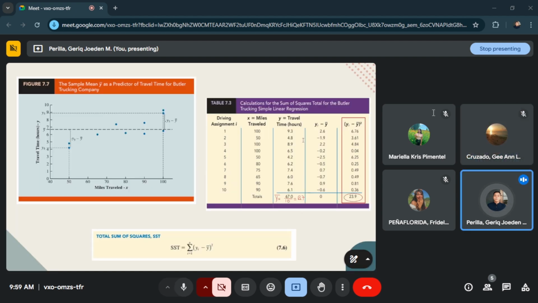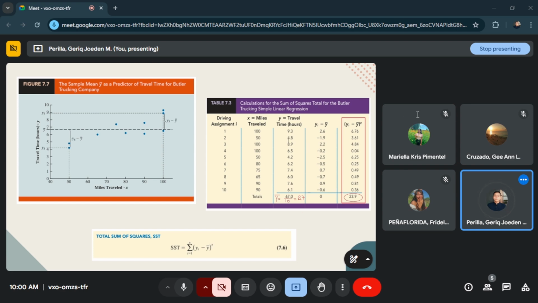So, next naman po ay yung SST o yung total sum of squares. So, ang total sum of squares is an important concept in statistics, particularly sa analysis ng linear regression. Ito ay kumakatawan sa kabuuang pagbabago ng dependent variable, which provides a measure of the total variability of observed values from their mean. So, ang SST ay isang pangunahing bahagi ng pagsusuri ng fit ng regression model dahil ito ay baseline na sukat ng variability na dapat ipaliwanag ng model.